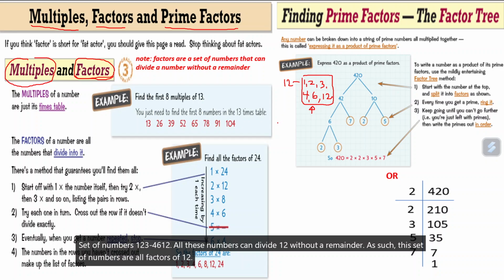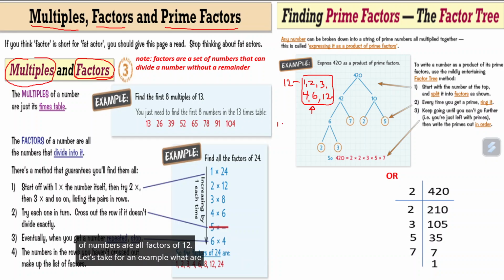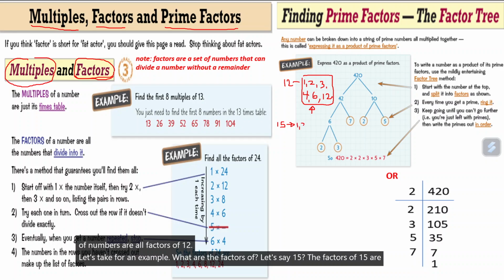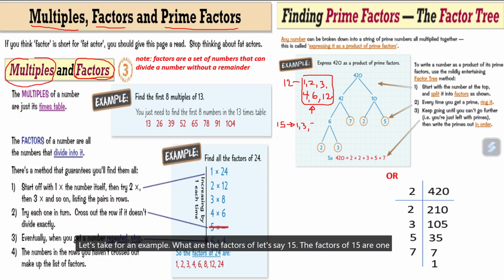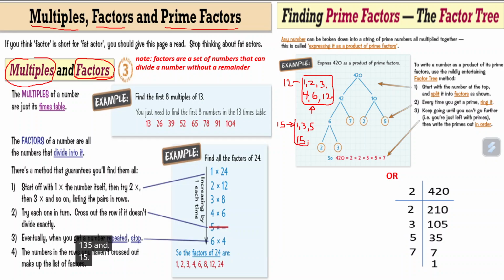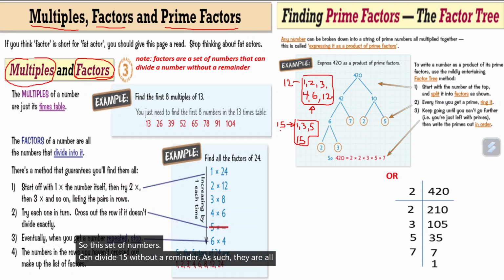Let's take another example: what are the factors of 15? The factors of 15 are 1, 3, 5, and 15. This set of numbers can divide 15 without a remainder. As such, they are all factors of 15.